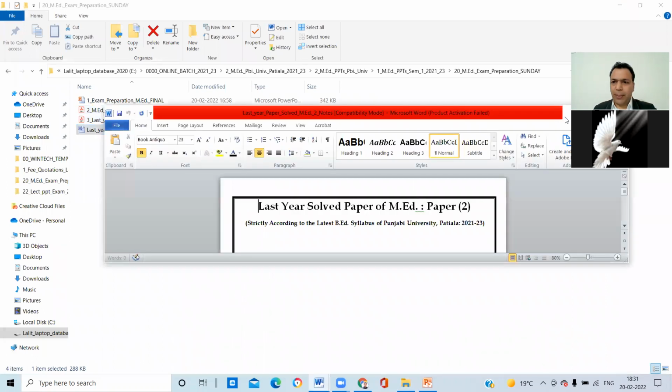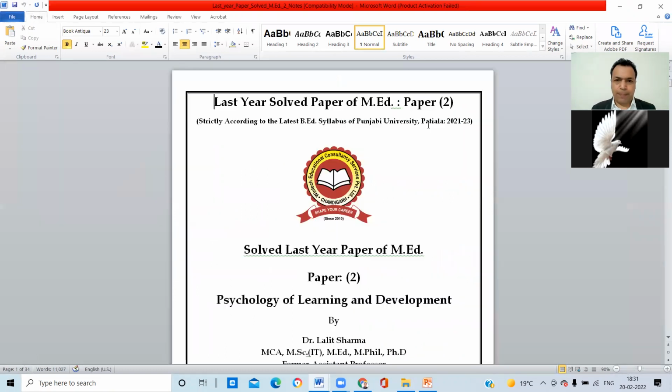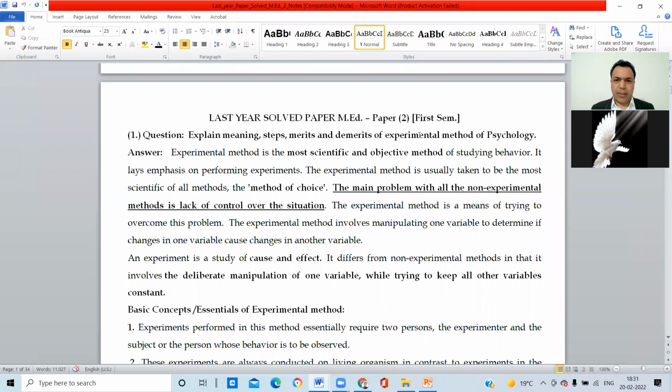last year paper, which I have sold the paper for you. Okay guys, so we start from here first. Okay, now it is readable now to all of you. I have increased the size of this PDF file. So last time the question came, number 1, explain meaning, steps, merits and demerits of experimental method of psychology. It is a very easy method.